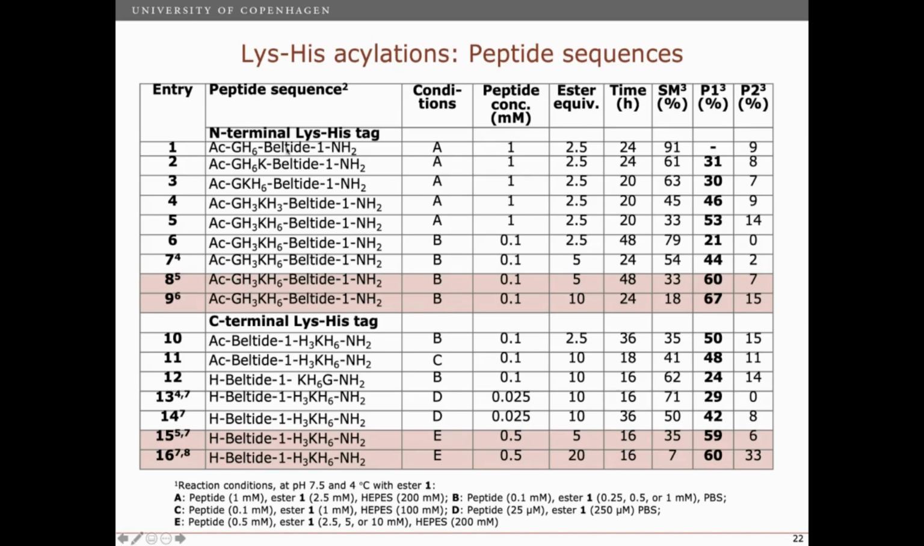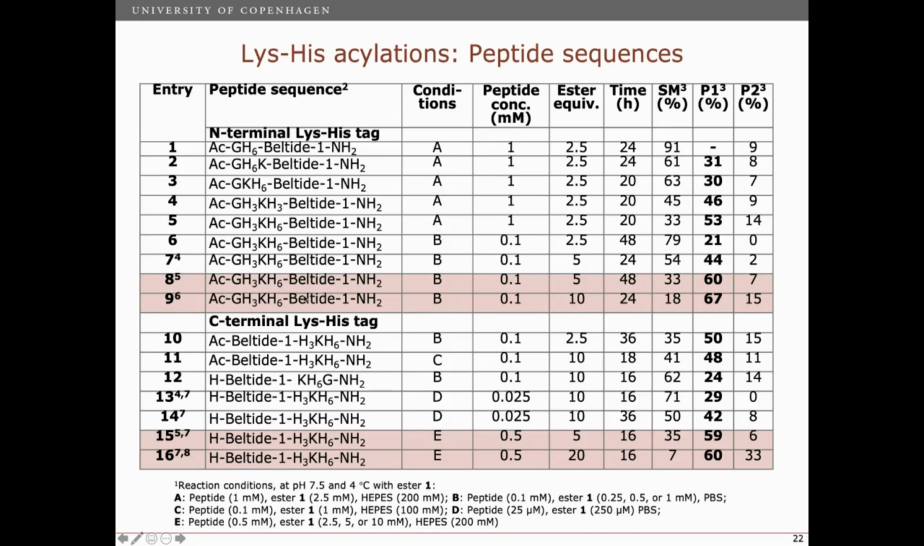We toyed around with the Beltide sequence, and then different tags with lysine close to histidine. We had different lengths. We had it left and right and inserted. And as you can see down here, a segment with histidines on both sides gave a very good and very selective acylation.